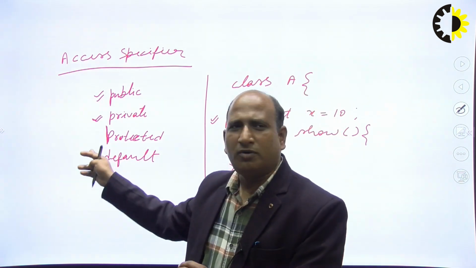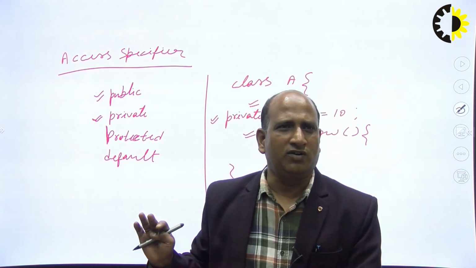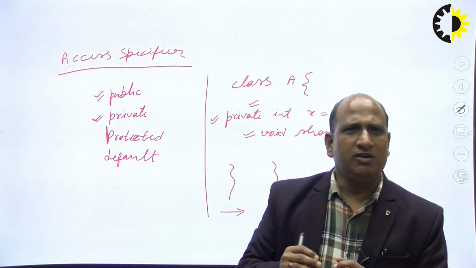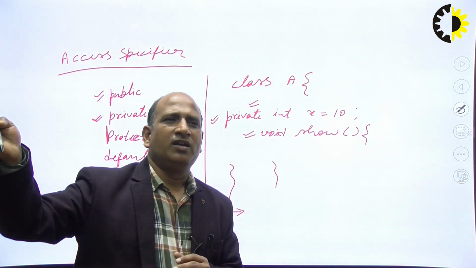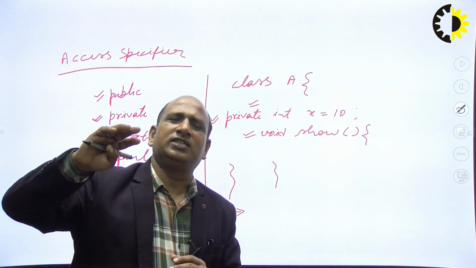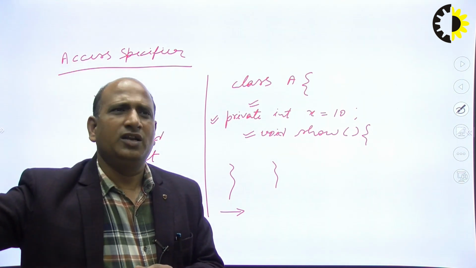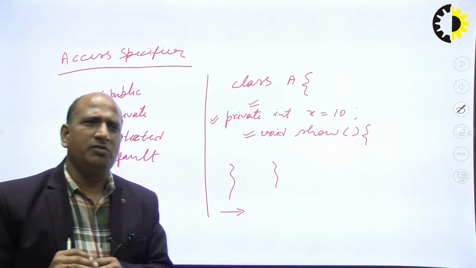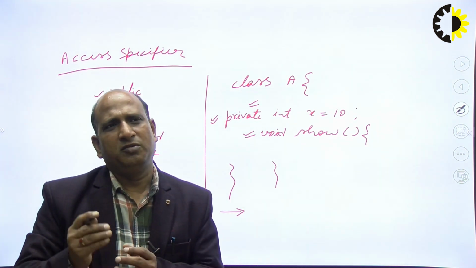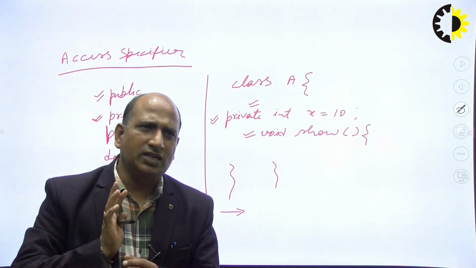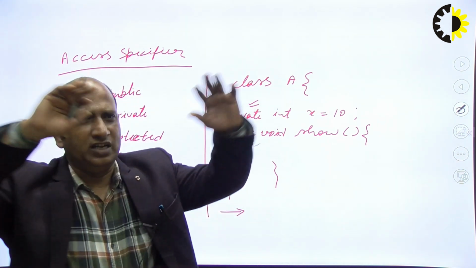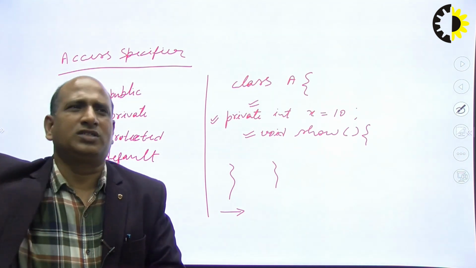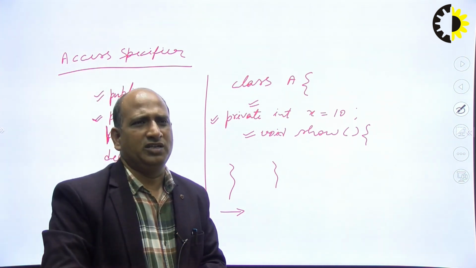The very important difference is between protected and default. If a member is protected, it will be accessible within the class and to the subclass, and if that subclass is outside the package, there also it will be accessible. But if a member is default, it will be accessible within the class and in the subclass, but the constraint is that the subclass must be within that package only. But if it is protected, even if the subclass is outside the package, it will be accessible.